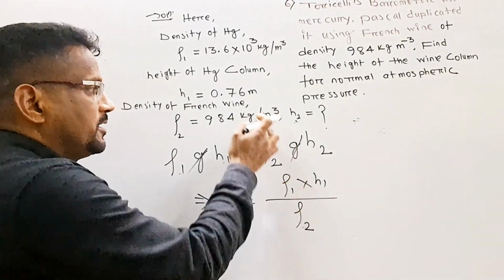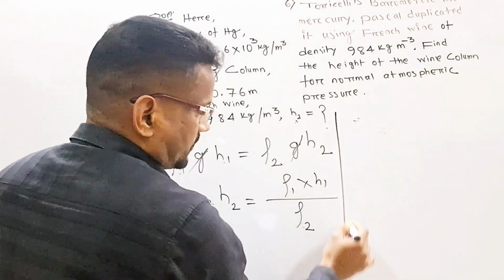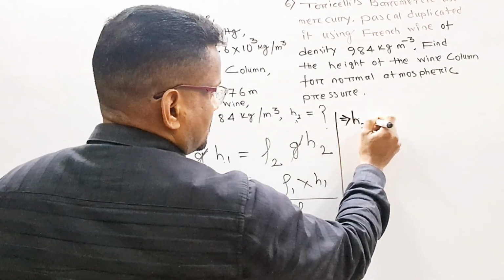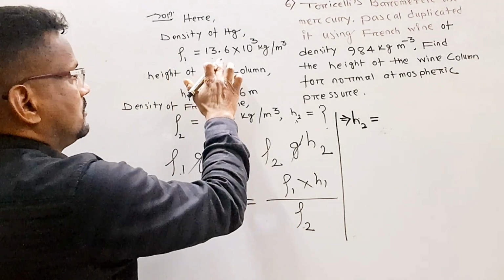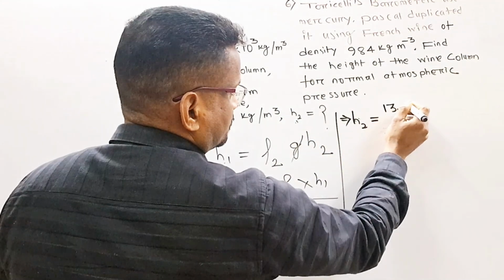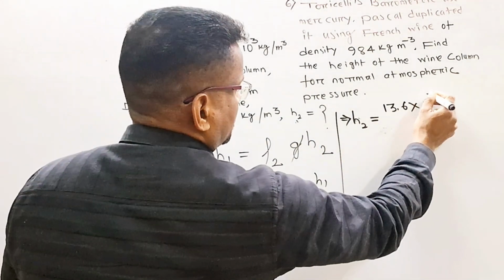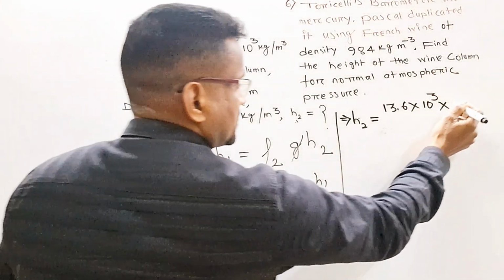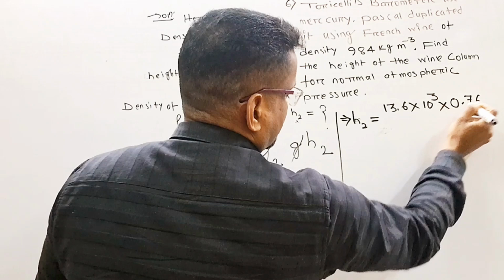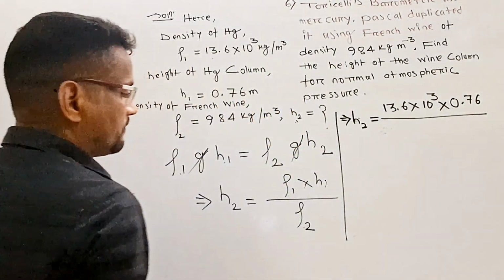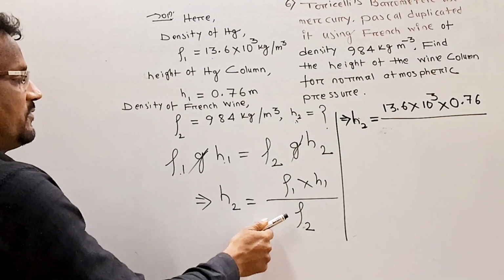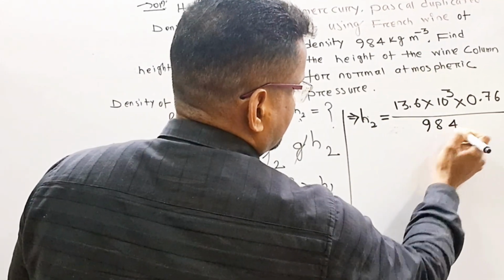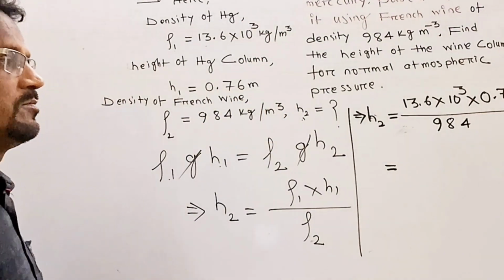All these values are given here. If we put the values, H2 is equal to rho 1, which is 13.6 into 10 to the power 3, into H1, which is 0.76, divided by rho 2, the density of French wine, that is 984. Now the simplification part is left.